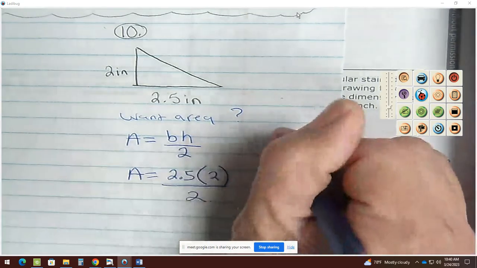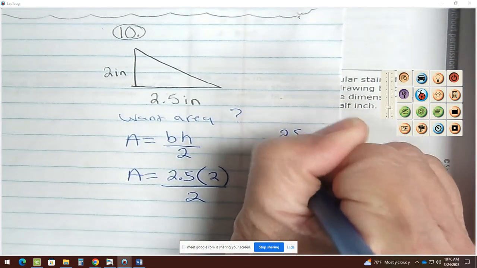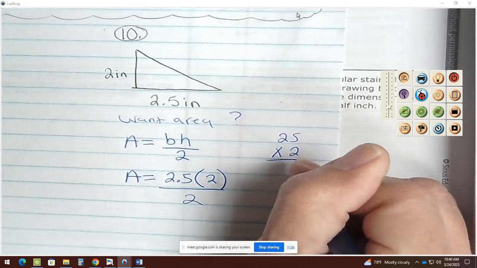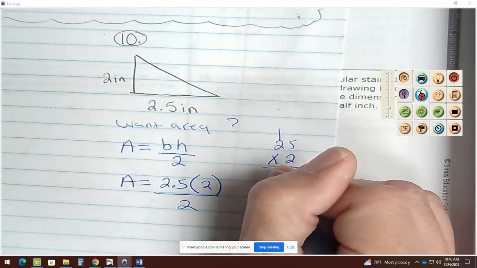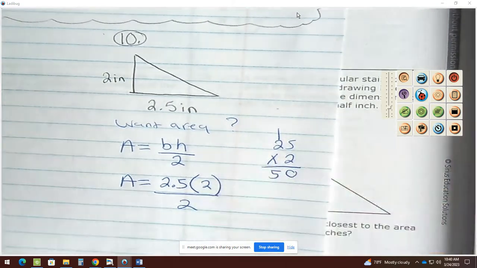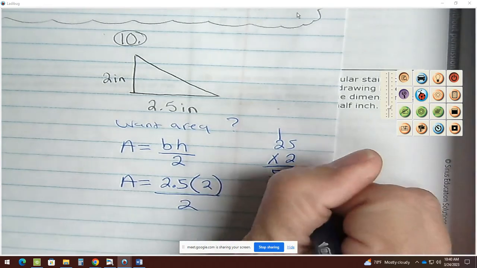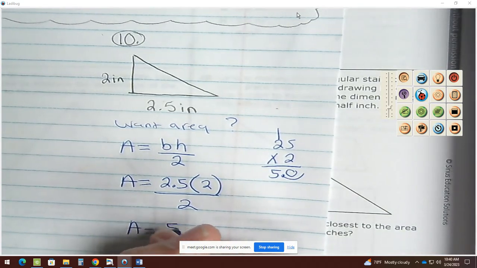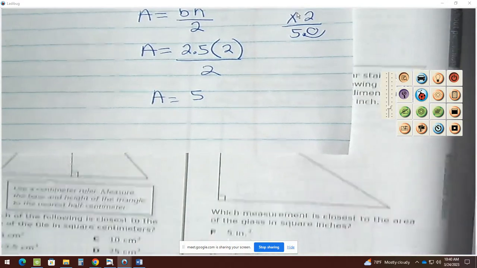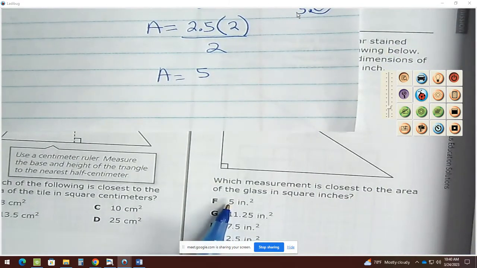2.5 times 2. You remove the decimal. Go to the side. 25 times 2. 2 times 5, 10. 2 times 2 plus 1. It looks like a 50. But how many were in the decimal places? 1. So it's really a 5. So the top just became a 5. And some kids will stop there and go to the answer and get letter F. And guess what those kids are going to be? Wrong. Because they forgot to do the last step, which is always going to be divide by.